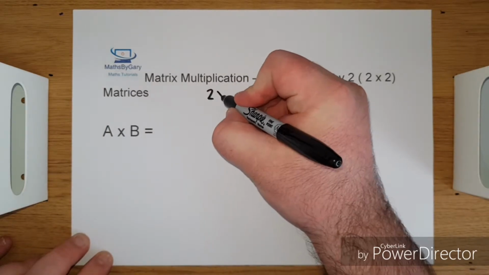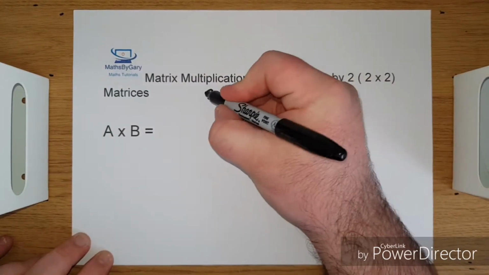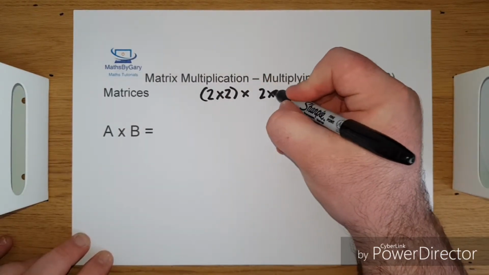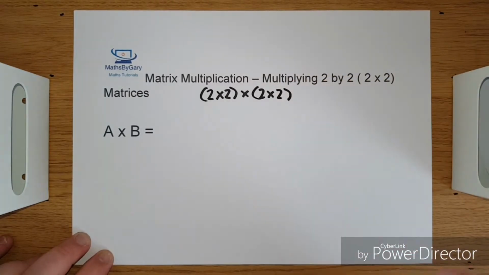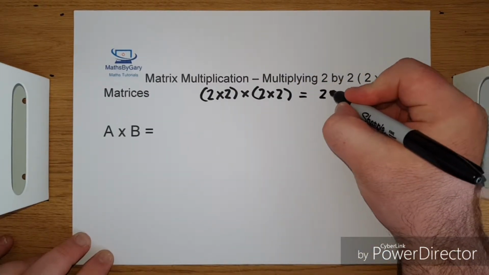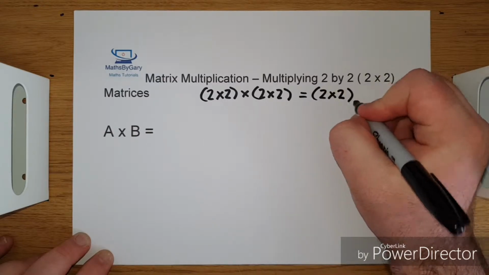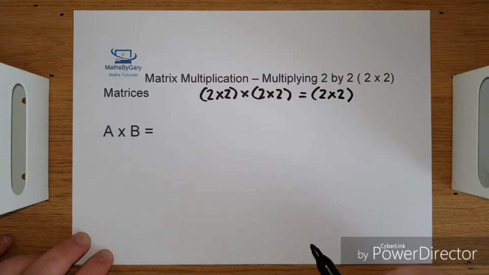So we're going to multiply a 2 by 2 matrix by another 2 by 2 matrix, and these are the same dimensions, so it's going to generate another matrix which will be a 2 by 2. So let's find out how we do the multiplication.